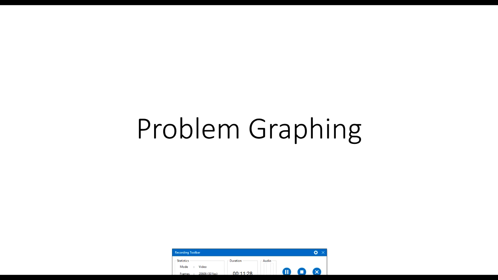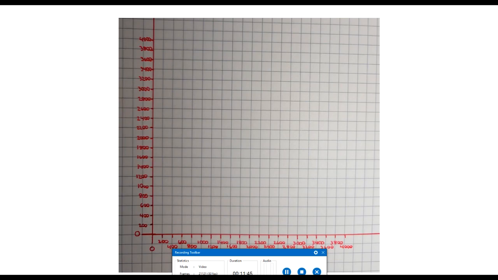Problem graphing. When we graph, we've already solved it. We've already formulated the problem. But I'm going to go through with you and we're going to formulate the problem again, because we want to follow the steps to go step by step through the problem solving process so that we get used to this before we move on to slightly more difficult tasks.